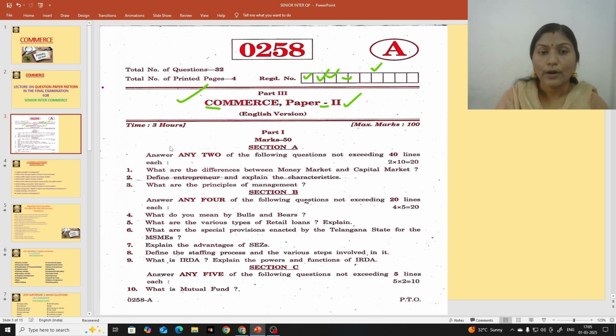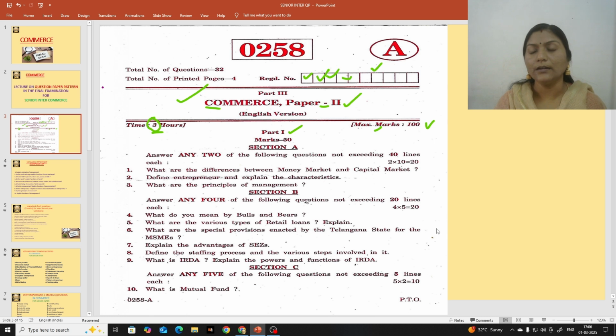The examination will be conducted for 3 hours. The examination duration is 3 hours and the total maximum marks are 100. You can see here, maximum marks are 100. The question paper comes for 100 marks with a 3 hour duration, and your commerce question paper is divided into 2 parts, part 1 and part 2.